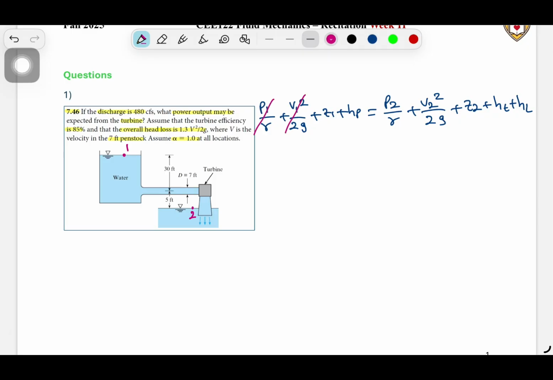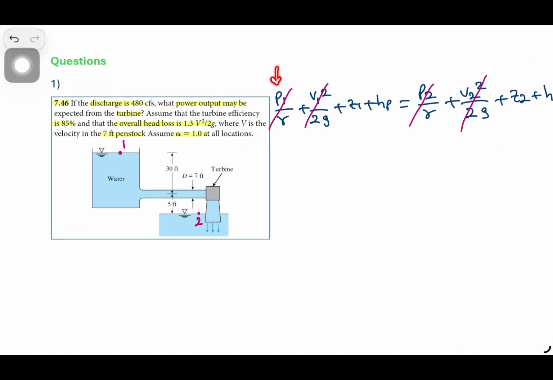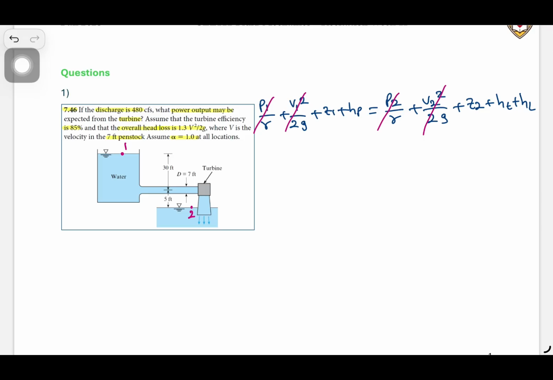So this is 0, this is 0, this is 0, and this is 0. And the main reason for that, as you are already familiar, is we have a reservoir open to the atmosphere in both tanks. And since they are at the surface, the velocity is very small so that we can neglect it. So let's continue with the current terms. And we also don't have a pump here.